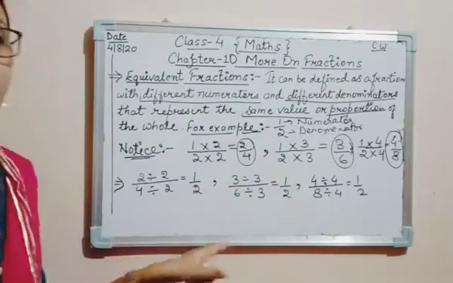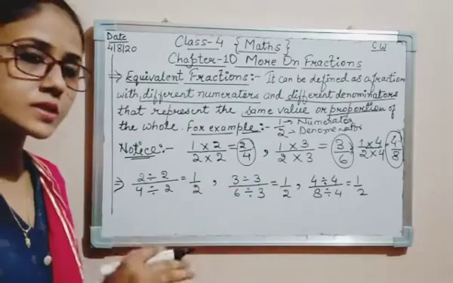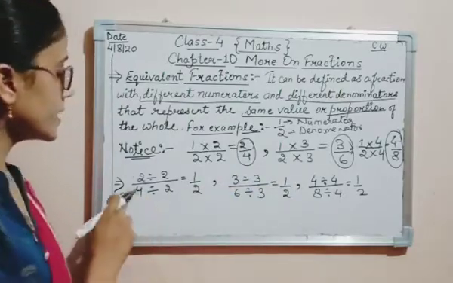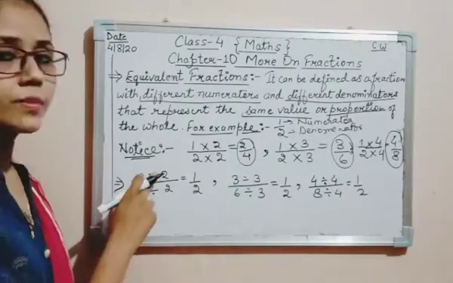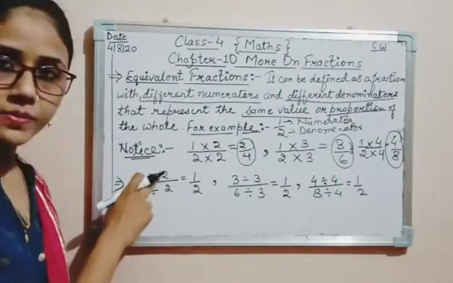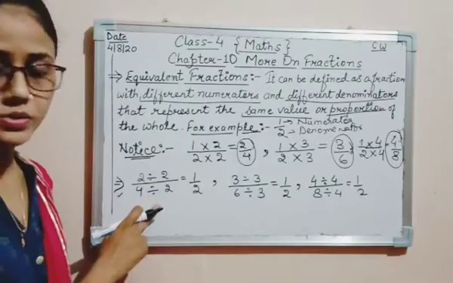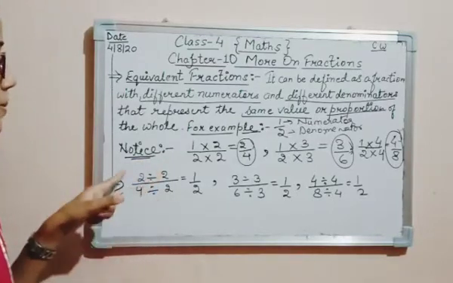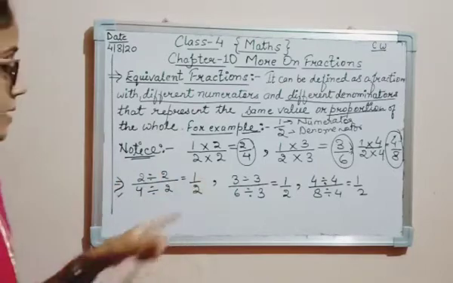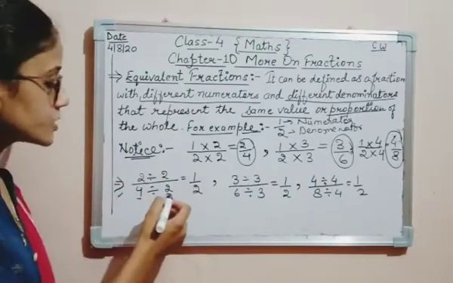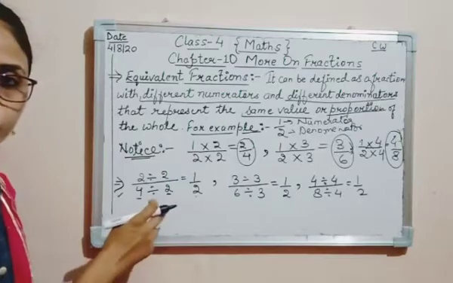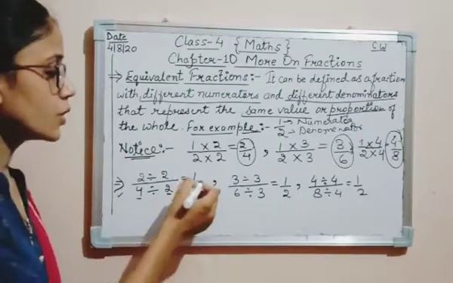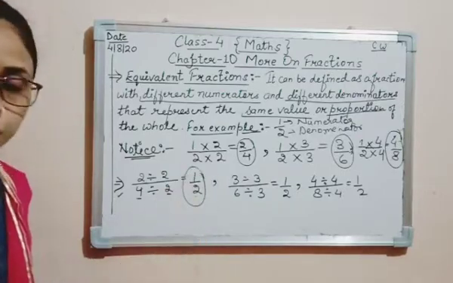If we divide, if we reverse it, do the opposite, if we divide by the same number, see 2/4 divided by 2. We will divide the numerator by 2 and the denominator also. If you divide 2 by 2, we will get 1. If you divide 4 by 2, we will get 2. So we are getting 1/2.